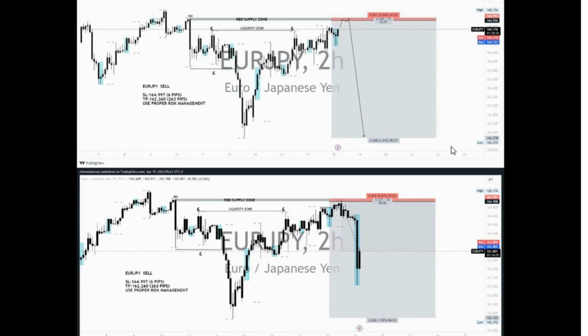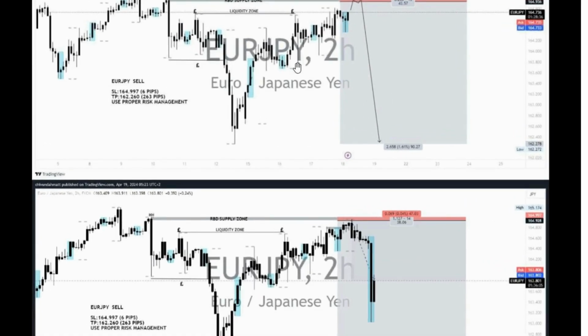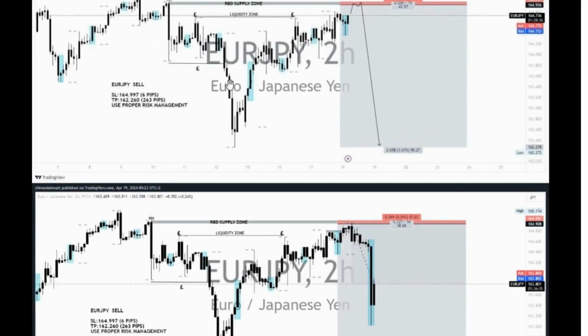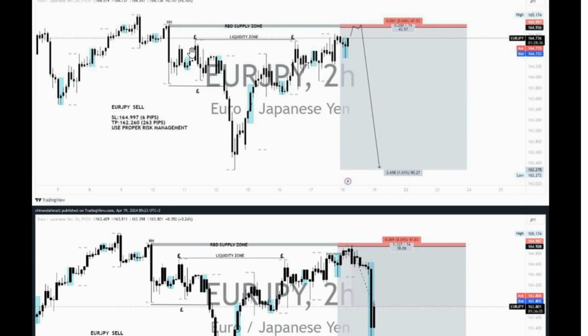This is AUD USD. The next one is Euro JPY right here. So this was a sell scenario. Look at this. Beautiful rally base drop supply zone. Love the candles right here. It means that there's presence of smart money in the market. Beautiful liquidity which was left behind right here.